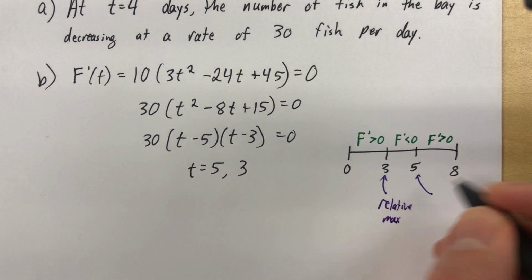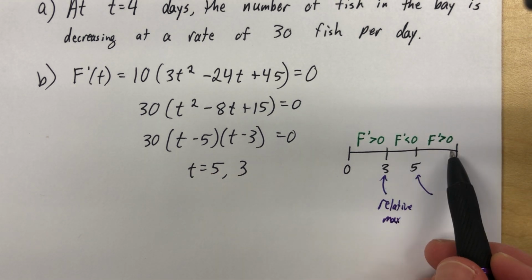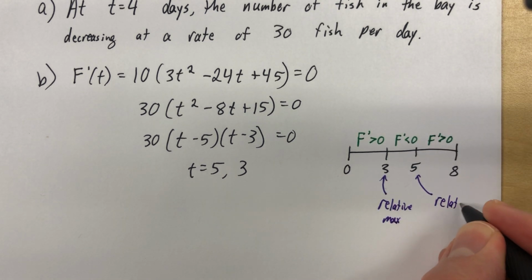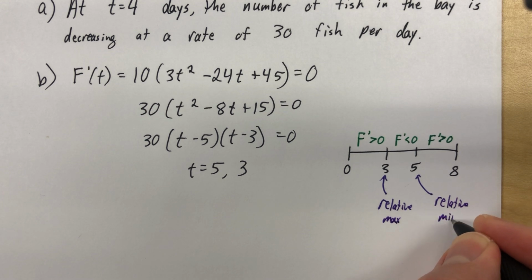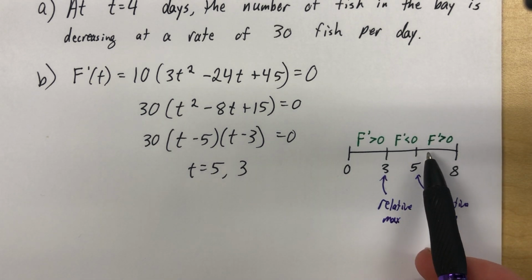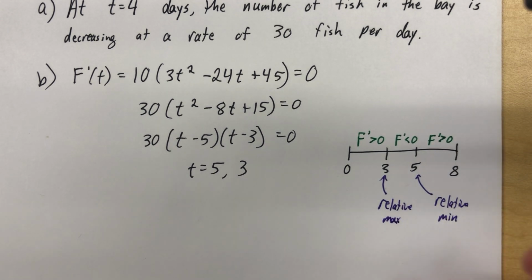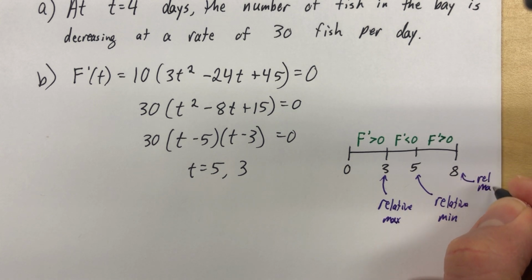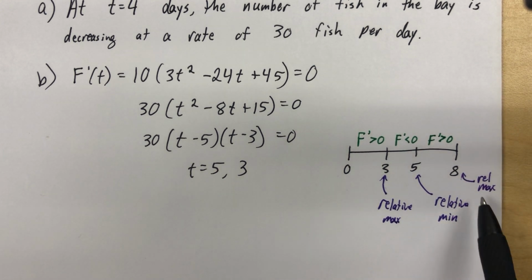And now we'll go to the 5. Now my function was decreasing then increasing. If my function was decreasing then increasing, that is a minimum. So we have a relative minimum here. We will check the 5 and we'll see what happens at 5. Let's look at the 8. As we go from 5 to 8, the function increases some more. So we have a relative max here. We'll start abbreviating. Relative max here on the interval from 0 to 8.